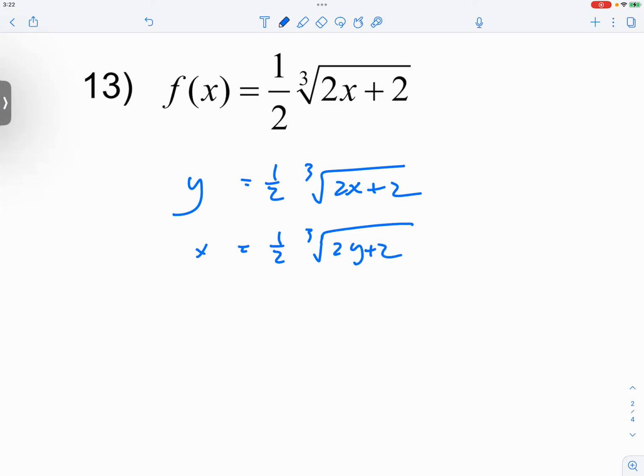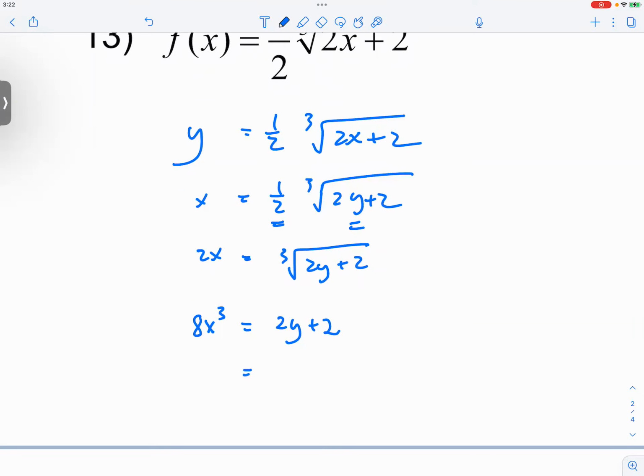Okay, and then the answer is going to remove the 1/2 because that's really further out from the y, right? So that becomes 2x. Okay. And then you have cube root of 2y plus 2. And then now you keep both sides. Okay, so now you have 8x cubed. Okay, and then you would subtract 2. Okay, so 8x cubed minus 2 is equal to 2y.